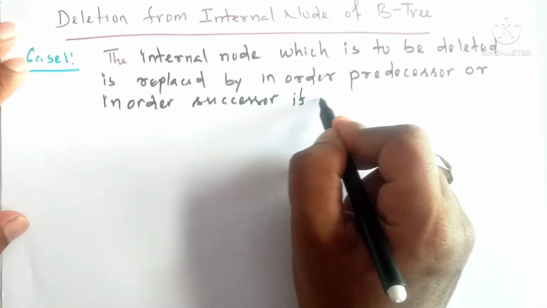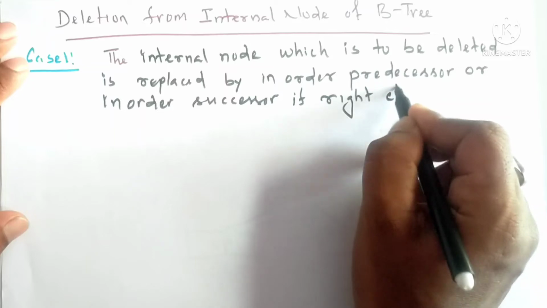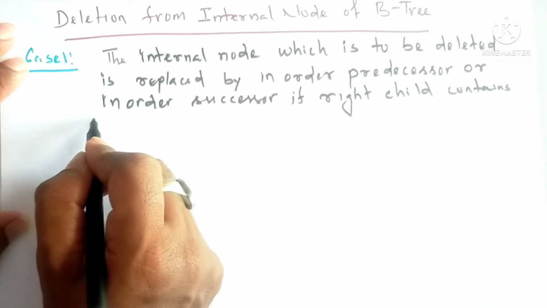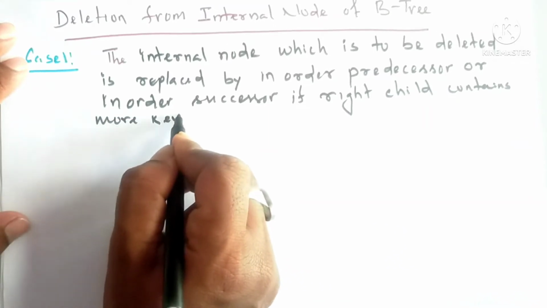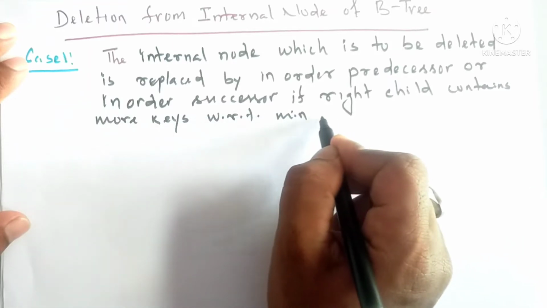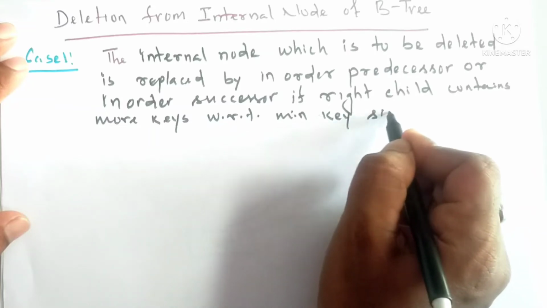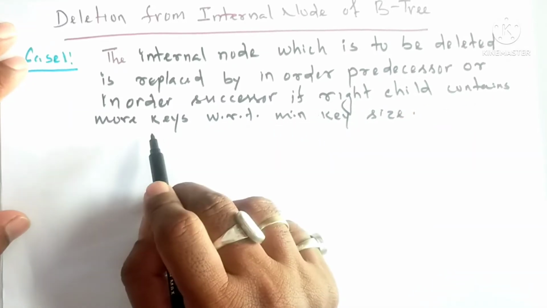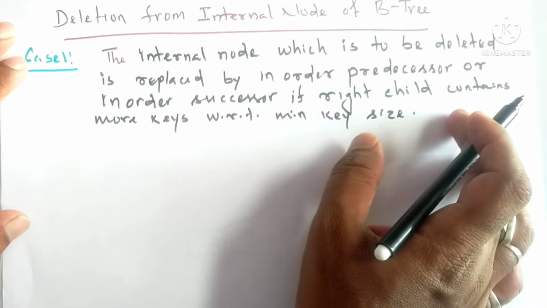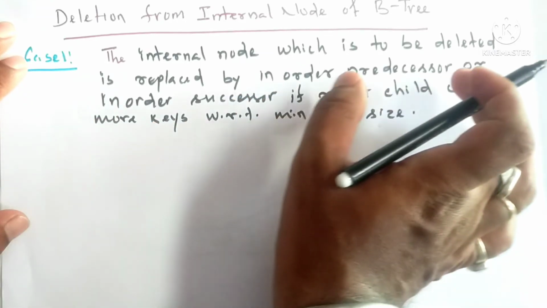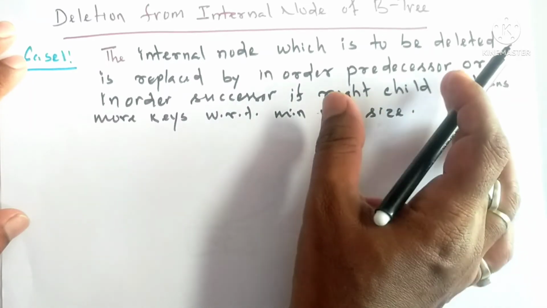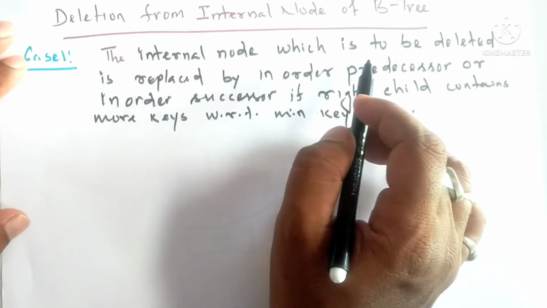If a right child contains more keys with respect to the minimum key size, then we'll take the inorder successor. Otherwise, we'll check the inorder predecessor size. If it is more than the minimum key size, we will take the maximum value from the left child.